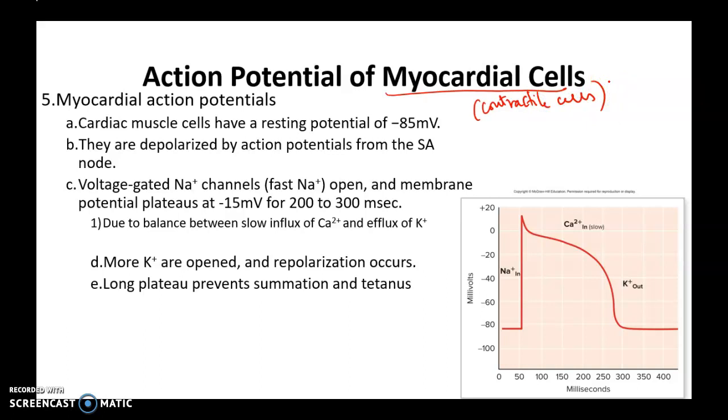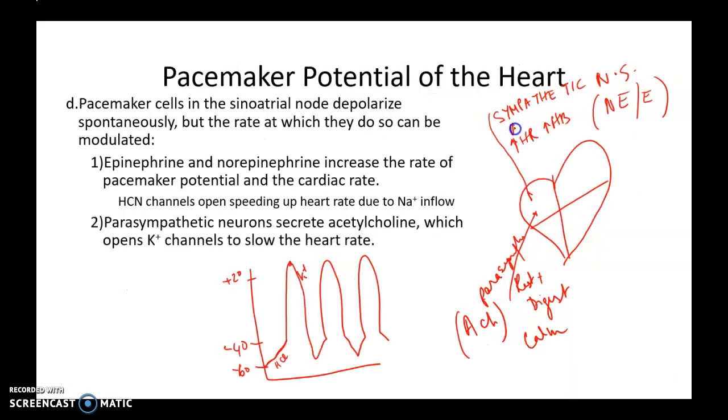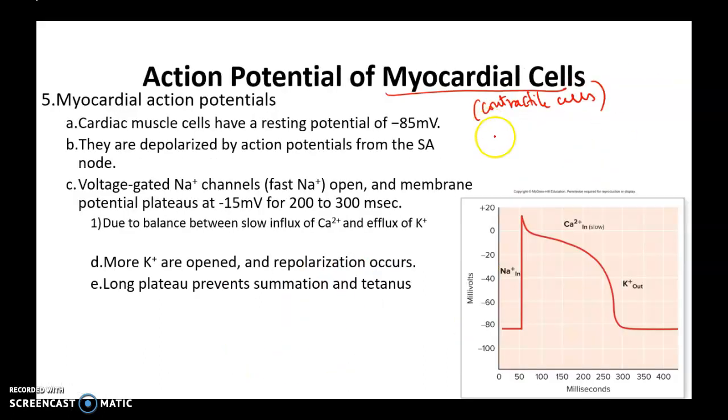Okay. Before I start talking about the action potential here, I want you to remember one thing. In case of myocardial action potential, there is no threshold. Absolutely no threshold. So, what happens here? The myocardial cells maintain a resting membrane potential at around -85 millivolts.